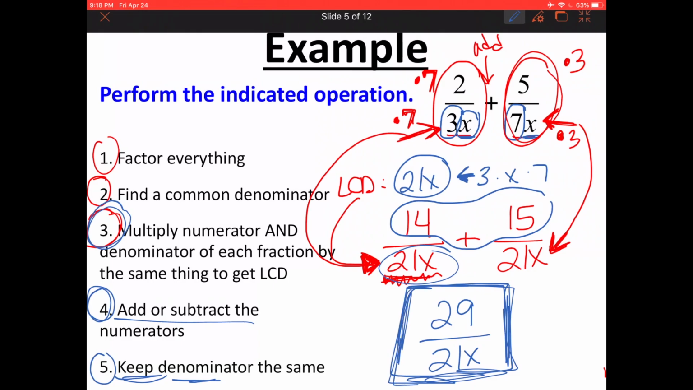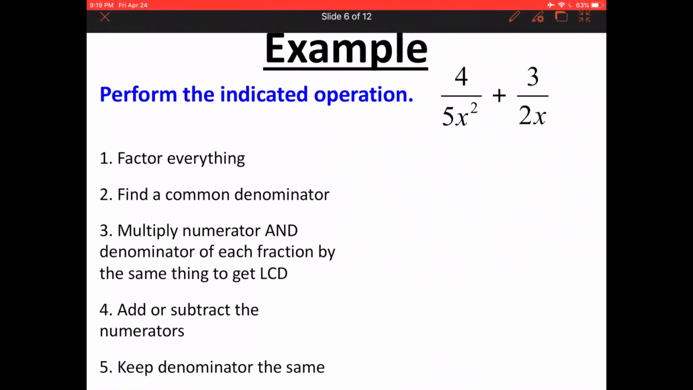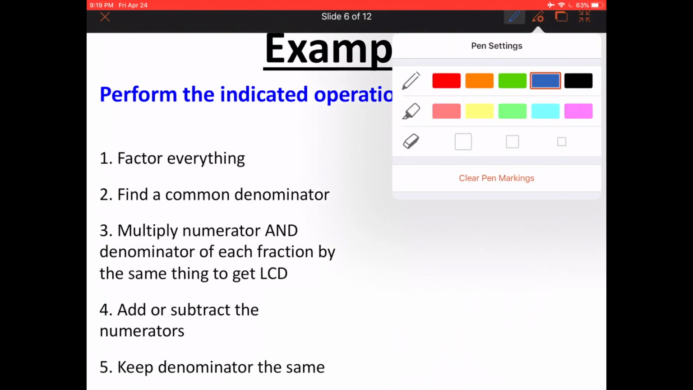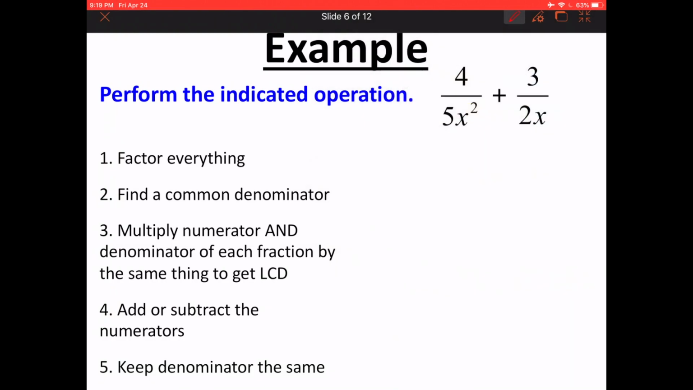29 over 21x, okay? Remember, we like improper fractions in high school math, okay? We do not want mixed numbers. So don't go to mixed numbers, just leave it here just like that. All right? There's our first example. Let's go to the next one. Kicking it up a tiny little notch. So perform the indicated operation. Again, we are still adding, so we're going to need a common denominator.